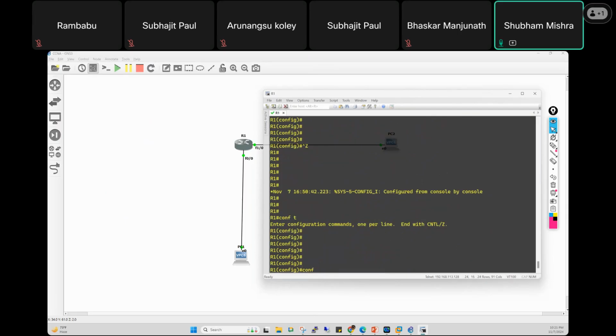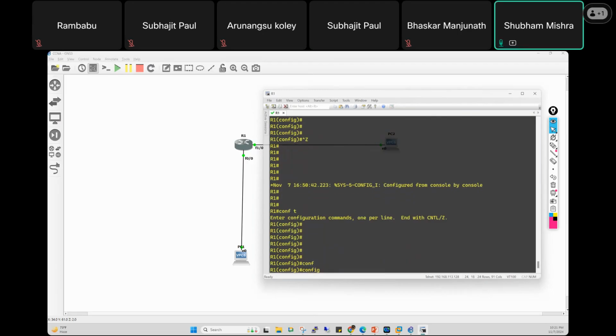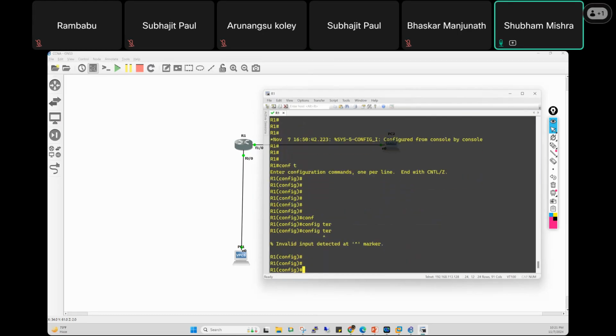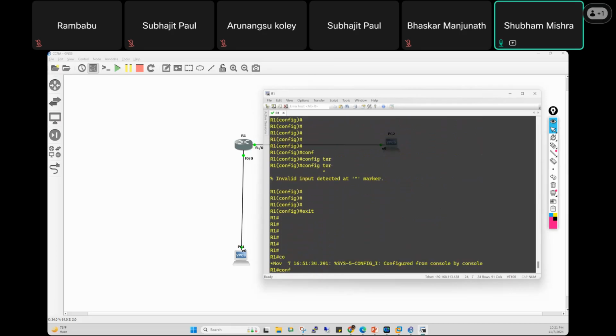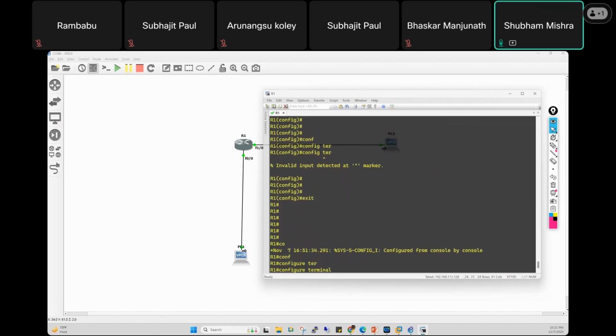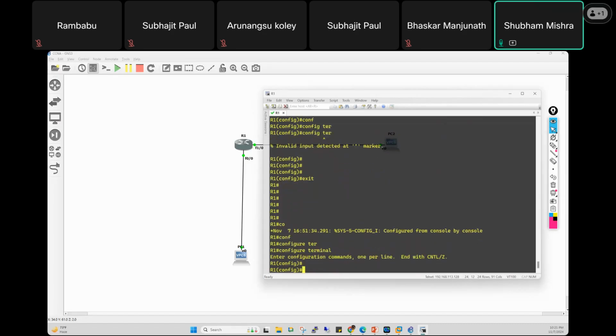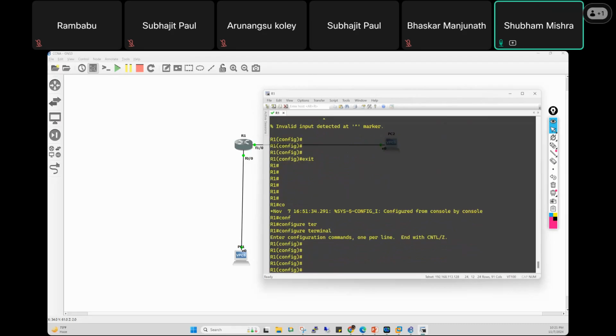For example, I write here conf, and I want to write the full command, but I don't know the exact word for configure. So what I will do, I write conf and I press the tab. Then I write ter and I press the tab. See, the exact whole command is filled in here. I hope you guys understand.